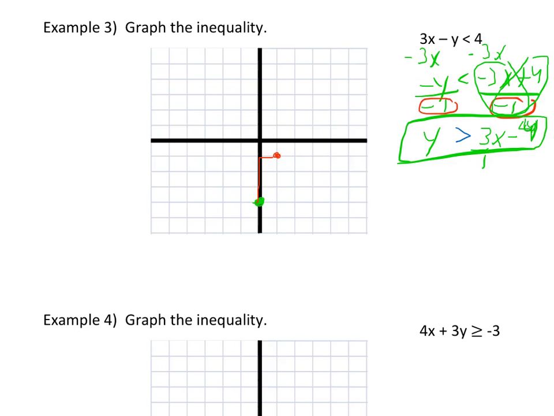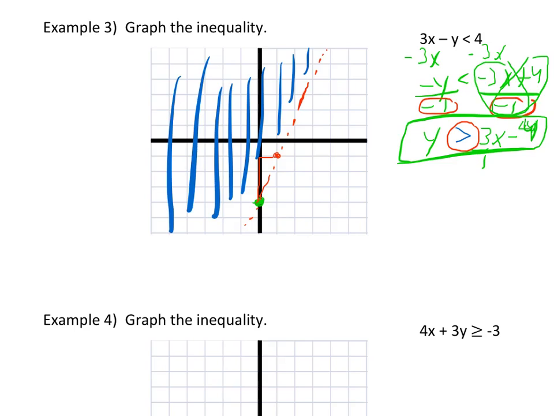We have to decide if it's a solid or dashed line. The inequality does not have a line under it, so it's dashed. The inequality is greater than, which means we shade greater or more than or above, is however you want to look at it. And that is finished.